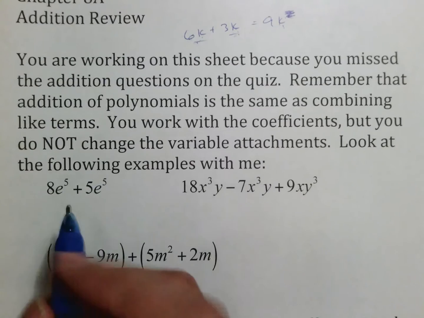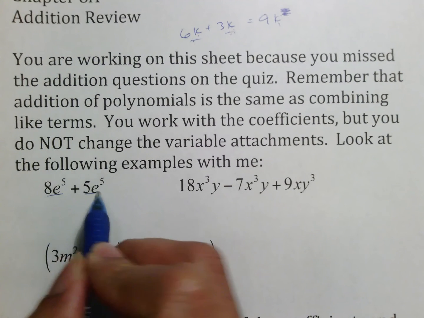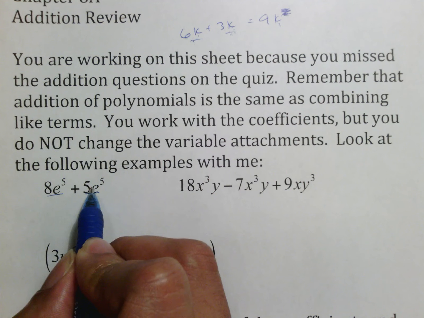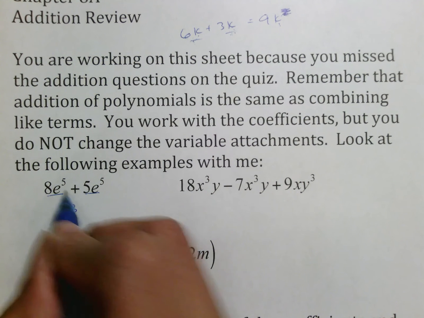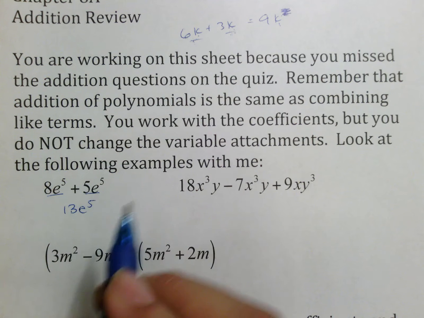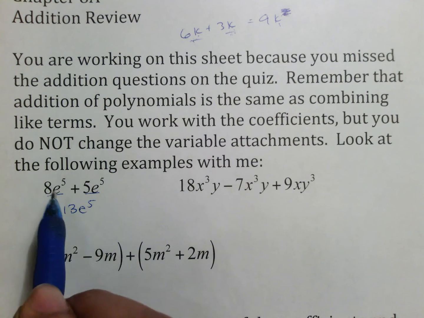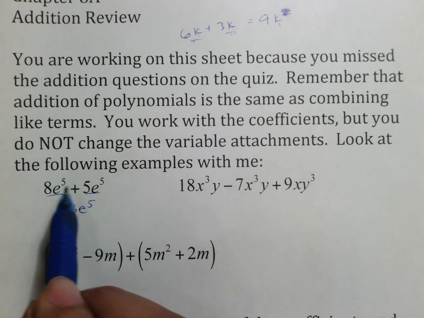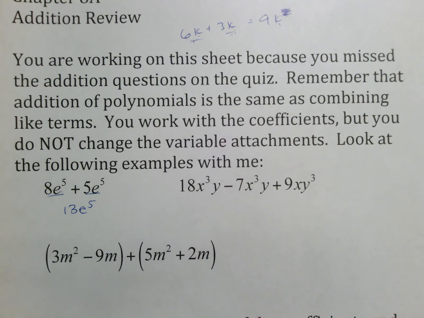So if you look at a question like 8e to the 5th plus 5e to the 5th, both of these can be put together because of the e to the 5ths. So what you do is say, well, if I have 8 here, 5 there, that combines to make 13, but it should still be e to the 5th, not e to the 10th. Please don't make that mistake. Again, if you are combining two things, you're saying I have 8e to the 5ths and 5e to the 5ths. Altogether it makes 13e to the 5th.